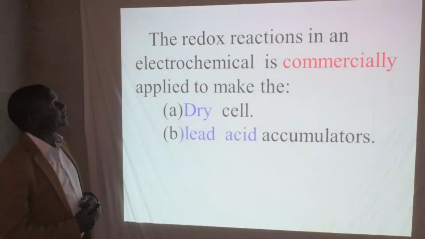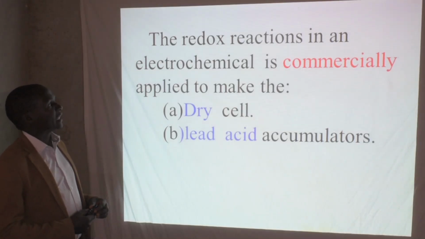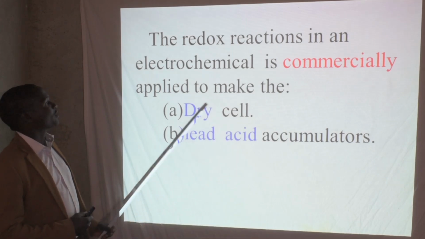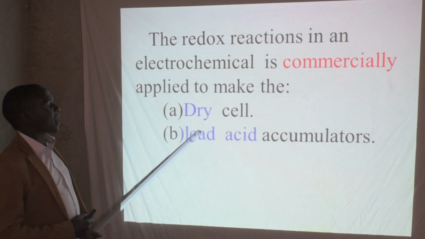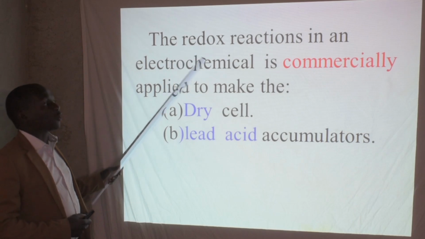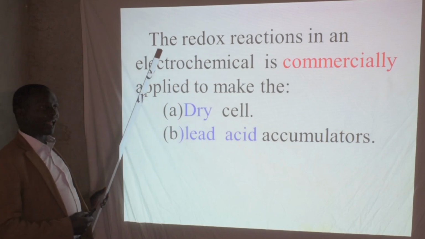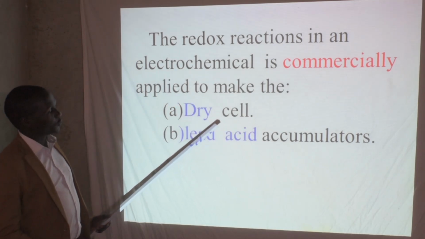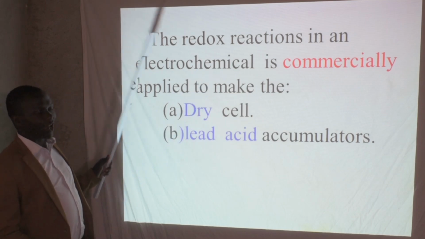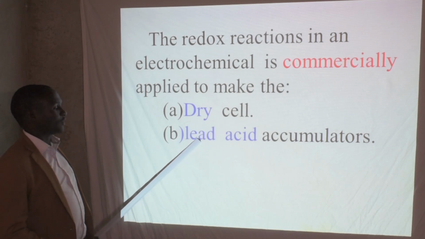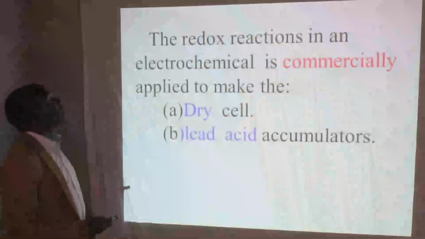I want to remind you that the redox reaction in an electrochemical cell is the one which is commercially applied to make the dry cell and lead acid accumulators. So somebody took a concept here. There are people who take advantage of what they have learned. Somebody took advantage of this and modified the knowledge learned from electrochemistry in designing the dry cell, and somebody else took advantage in designing the lead acid accumulator. The two of them are very important in running the devices that we have. So that's why we should study.